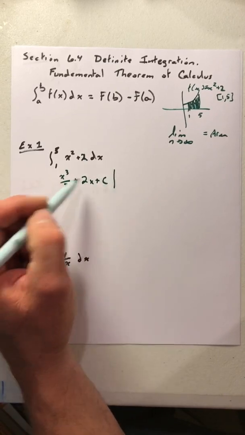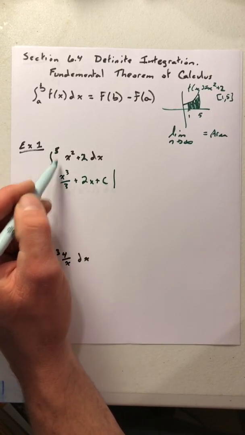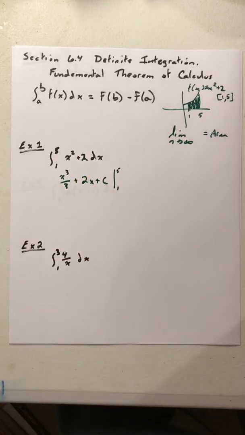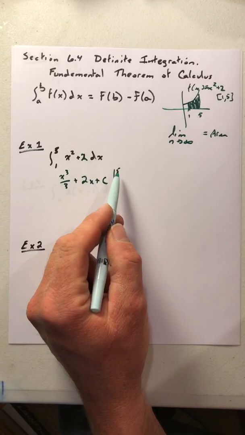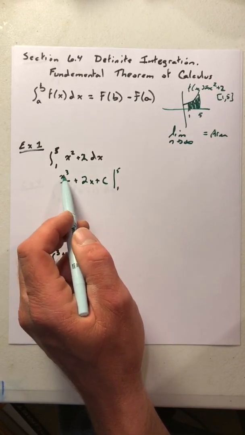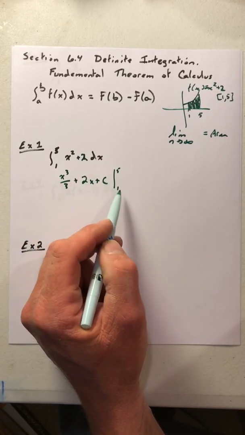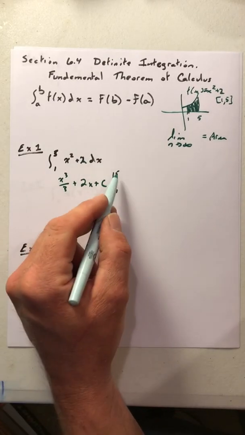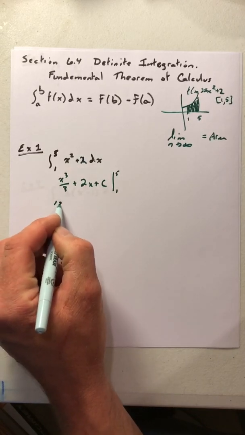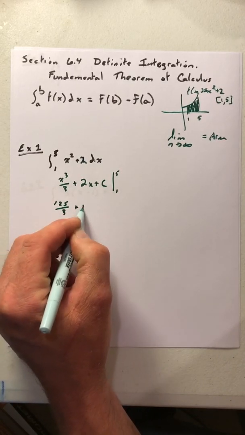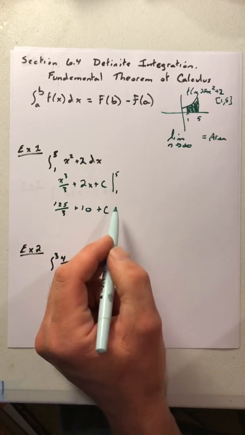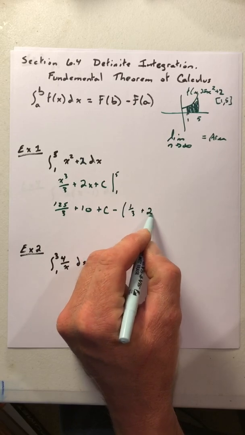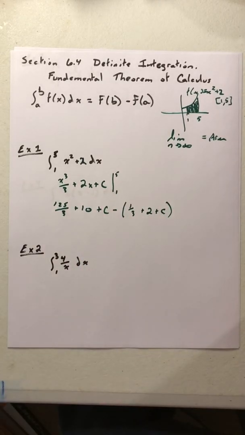And we're going to put a bar. Since we've integrated this, we don't want to lose that we're going from 1 to 5. So we're going to take this 1 and 5 and place it at the end of our integration. Now I'm going to take my 5, my upper bound, plug it in for my x's, and then plug in my 1 for my x's and subtract those two values. So if I plug in my 5, I get 125 thirds plus 10 plus c, minus, if I plug in my 1, I get 1/3 plus 2 plus c.